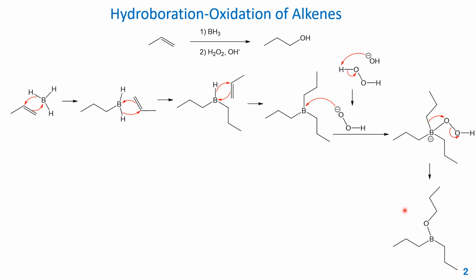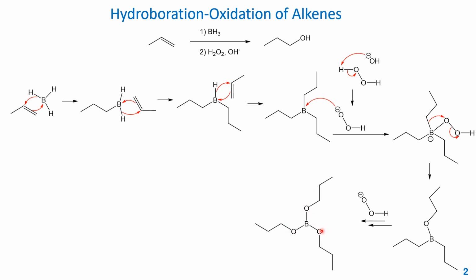Now I give you this intermediate. You can see the intermediate compared with this, the tripropylborane actually has an oxygen inserted between the boron and the propyl group. And you can repeat these two steps twice again under the same condition. You will make a borate. This is a tripropylborate.